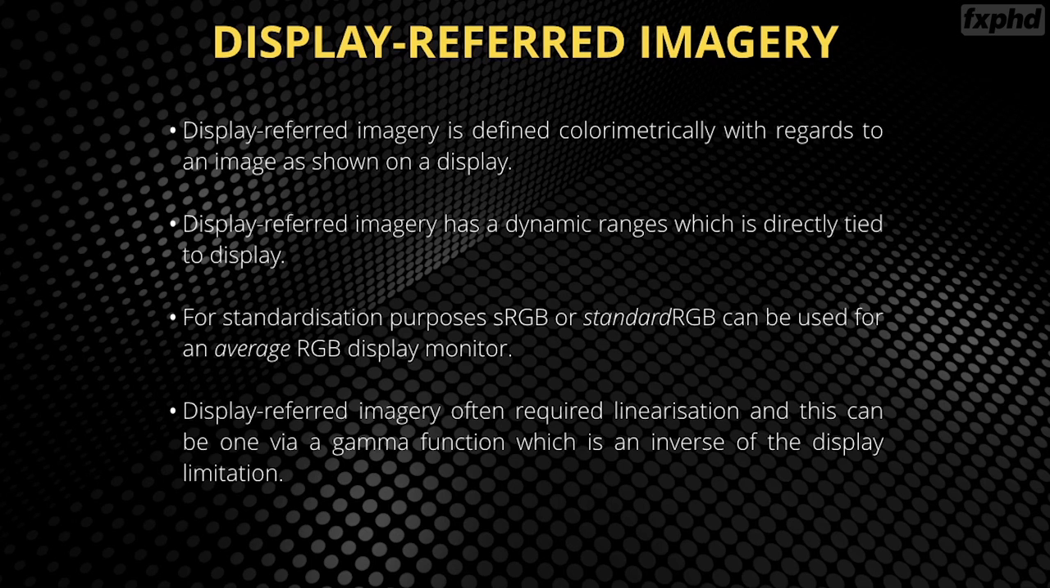And display referred imagery often requires linearization, and this can be done via a gamma function, obviously, which can usually be an invert of the display limitations. So we know, and we've talked about in other classes, that when you put an image onto your monitor, the monitor, because of the hardware, darkens the image down. So we use an inverse gamma of 2.2 to brighten the image so that when it then is displayed correctly on the monitor, we see those values as we intended. Okay, so that is display referred imagery.